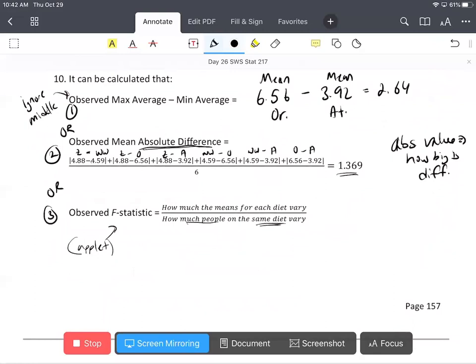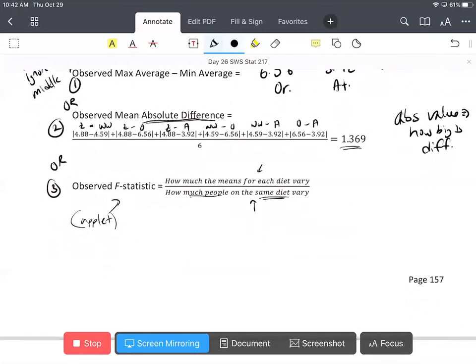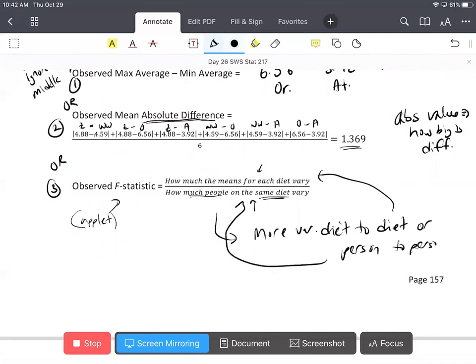All right, so that's a little bit different. How much the means vary, and then within the same diet, how much weight do people lose within the diet. This won't be given to us. Or is there more variability diet to diet, that's on top here, or person to person. And that's the numerator and denominator.